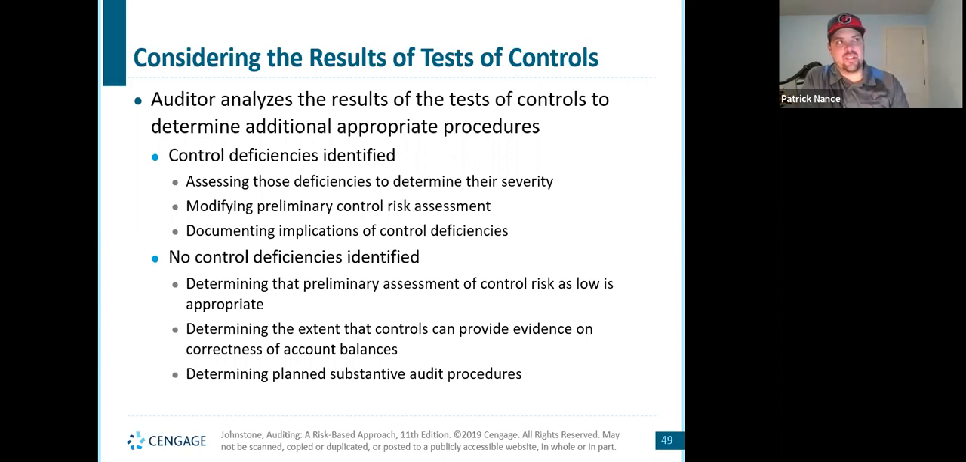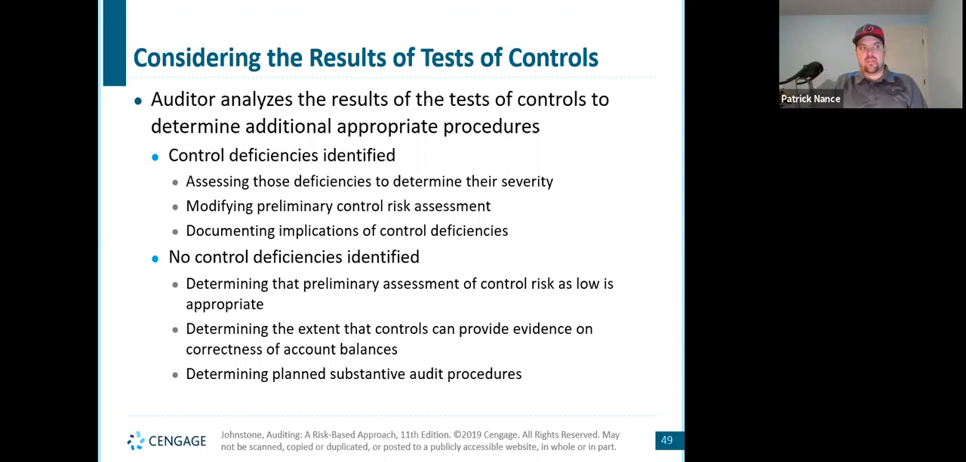So if we identify a control deficiency, that means that we need to assess those deficiencies and determine their severity. Is it a significant deficiency or a material weakness? Those are the two options that we can have. And we need to possibly modify our preliminary control risk assessment if we find this. It depends if we already had thought it was going to be weak in the first place. We modify it if we find a deficiency and we did not think the controls were going to be weak. Obviously not the case if we already thought the controls were going to be weak. And documenting the implications of these control deficiencies.